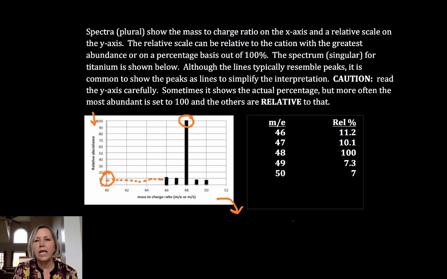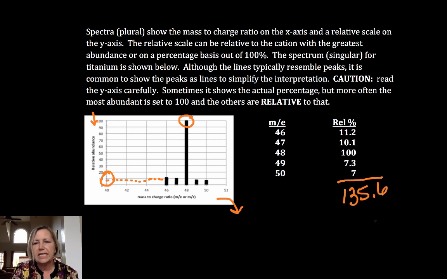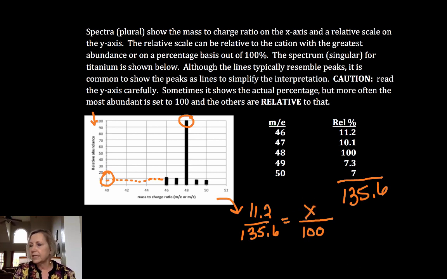I wanted to show you this one because it's a little bit harder, but not too much. What you would do is add up all of your percent abundances, and in this case, that happens to be 135.6. Then we simply have to set up proportionalities. For the first one, I have 11.2 is to 135.6. Well, I don't want that out of my total. I want my total to be 100, a pure percent scale. I want the sum of all my percentages to be 100. If I solve for that, I would get 8.26 for that mass to charge ratio of 46.